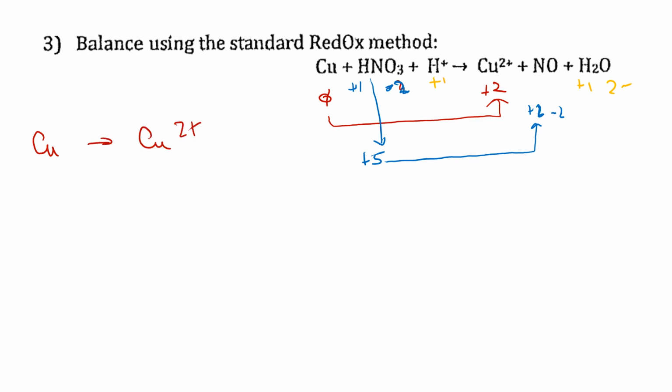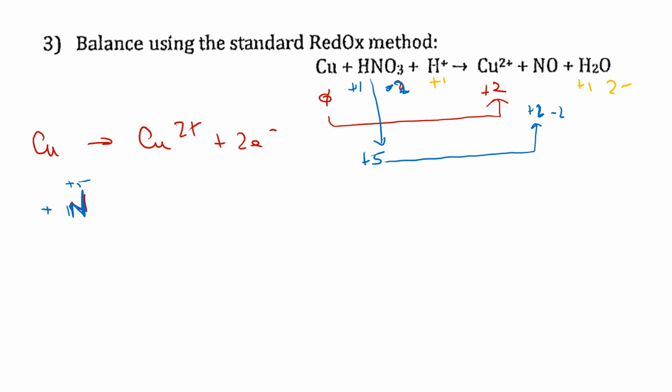That means for it to go from left to right, my copper, the solid copper, had to have lost 2 electrons. So it's going to be copper 2 plus, 2 electrons that are kind of floating around, if you will. Conversely, I have my nitrogen. That's a plus 5 oxidation number.